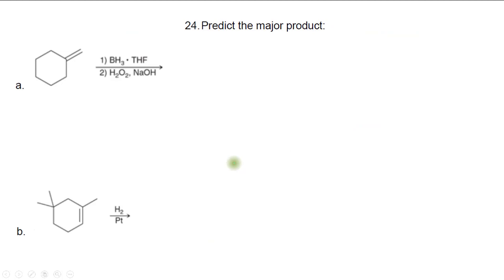Here we are predicting the major product. This is the borane, so we're going to get an alcohol that is anti-Markovnikov, so our alcohol will form on the end. H2 platinum is going to reduce, so we'll get rid of all of our double bonds. And you can draw the hydrogens in here, or you don't have to.